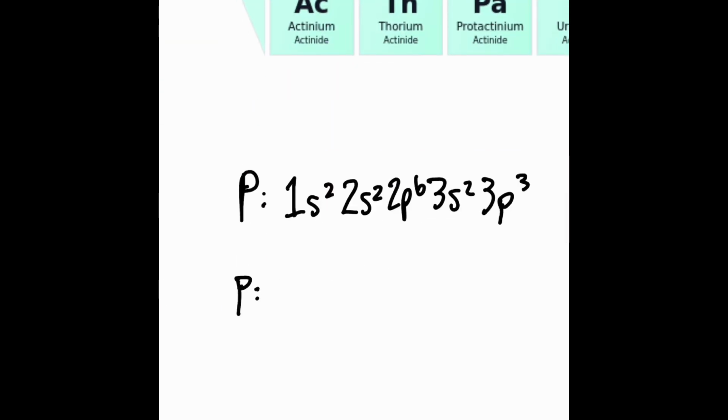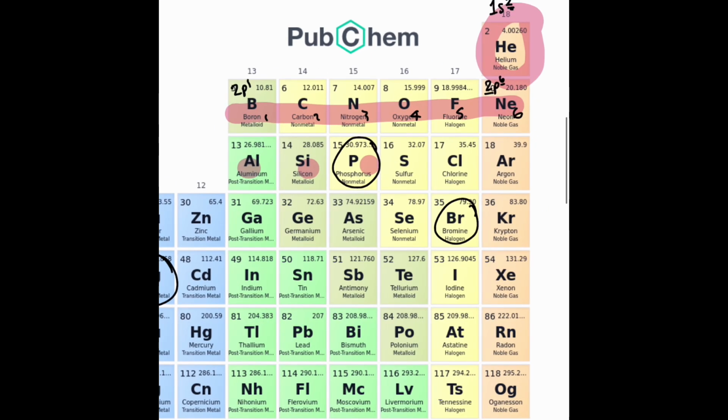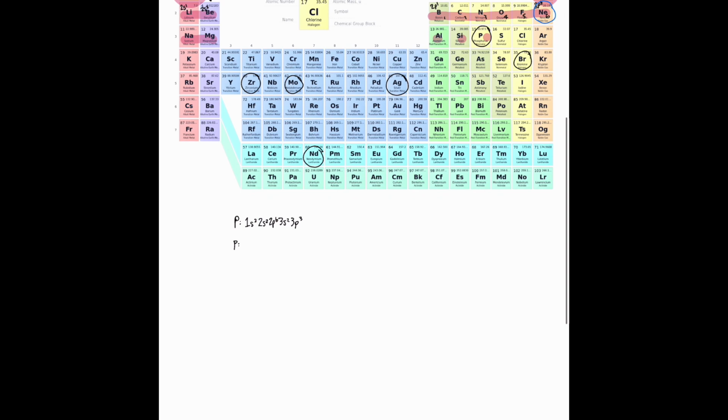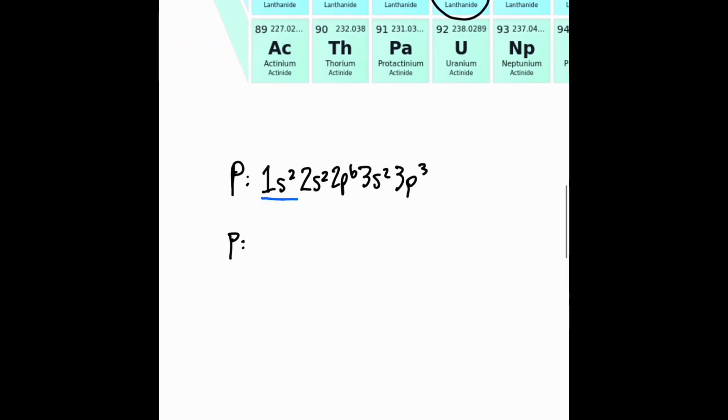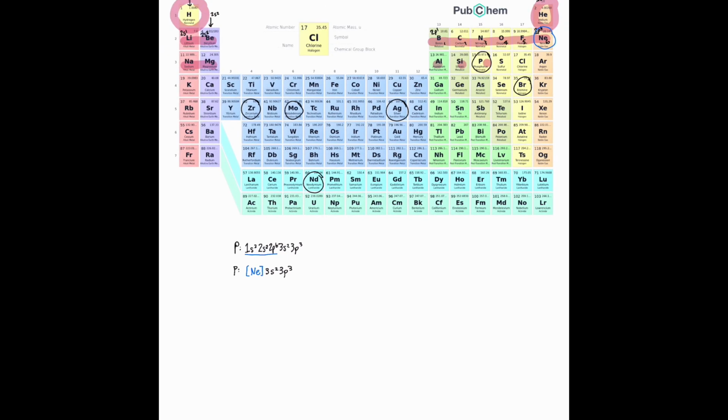We could write this as a condensed version using the last noble gas that was filled all the way, which is going to be our neon. Neon is all the way up through our 2p6, so we could do bracket neon, and then you just write in the remaining ones that are not within neon, so 3s2, 3p3. So that's what it is for phosphorus.